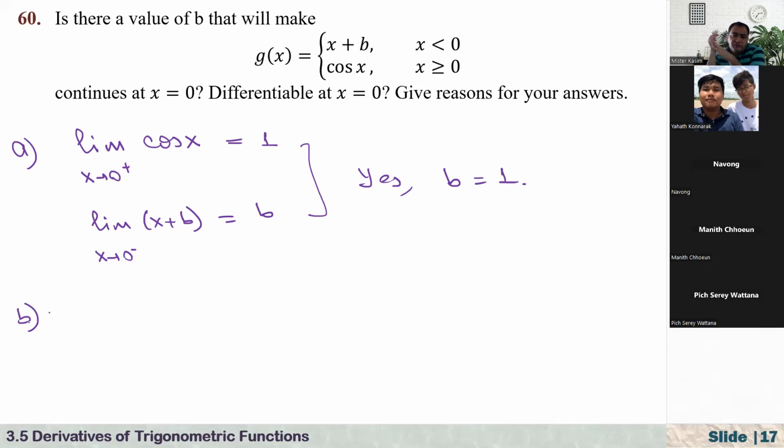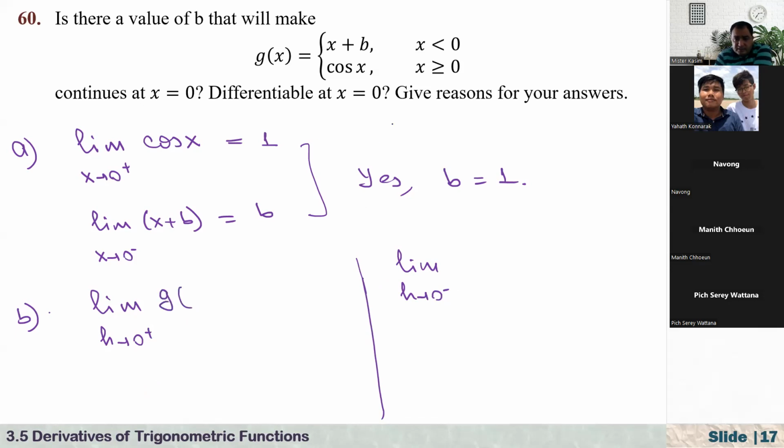Now question B: is it differentiable at x equals 0? How do we know this? To do this at 0, we have to evaluate these two functions, when x is less than 0 and when it is greater than or equal to 0. So we have to evaluate again these two definitions: the limit when h approaches 0 from the right, and the second one, the limit when h approaches 0 from the left.